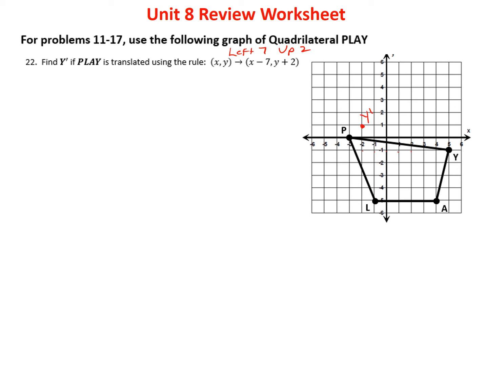Let's do it, however, with the coordinate notation. So there's my notation, and let's plug in 5, minus 1. So 5 minus 7 becomes negative 2, and negative 1 plus 2 becomes 1, and sure enough, that's exactly what we got there.